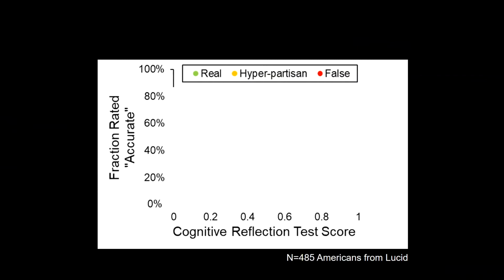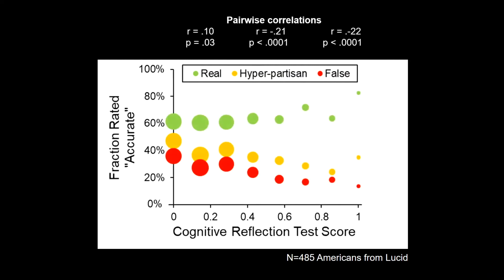And so, okay, what do we find? You see this very clear, striking relationship where people that do better on the cognitive reflection test, who engage in more reasoning, are better at differentiating real from false or hyperpartisan, driven mostly by them being less likely to believe the false stories or the hyperpartisan stories.